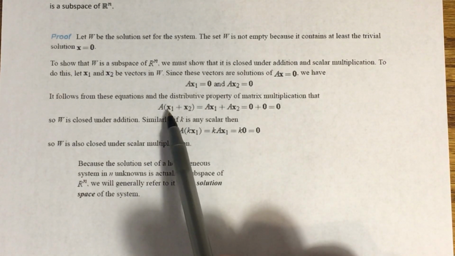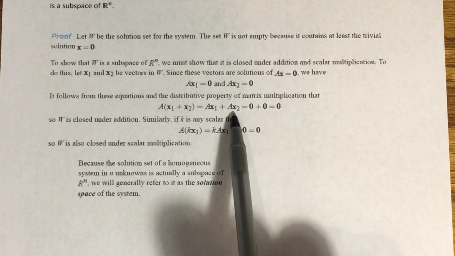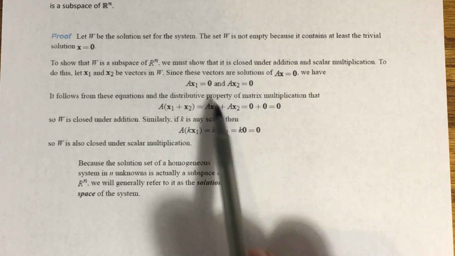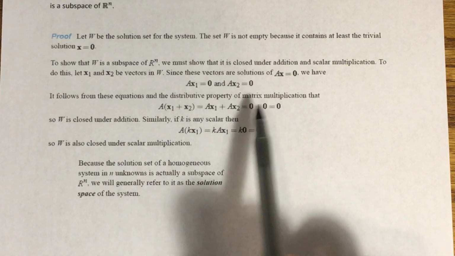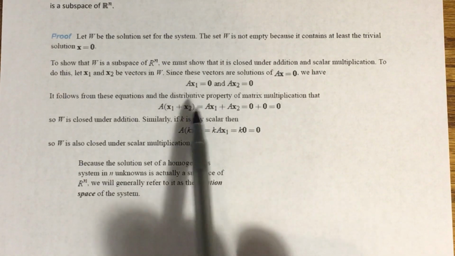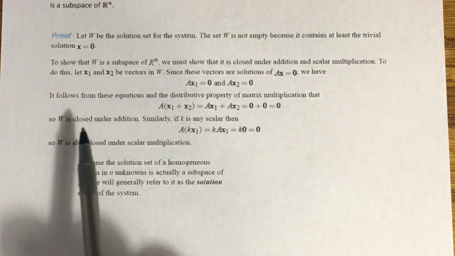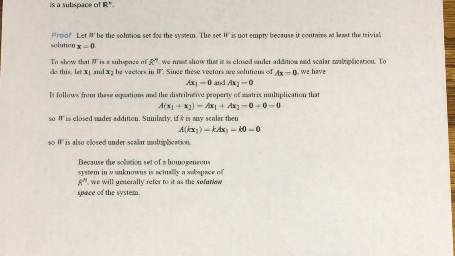So A times (x1 plus x2), because of our distributive property, is Ax1 plus Ax2. But because each of these is equal to 0 by assumption, this is equal to 0 plus 0, which is 0. That means x1 plus x2 is a solution to our homogeneous linear system, which puts it in W. Therefore, W is closed under addition.